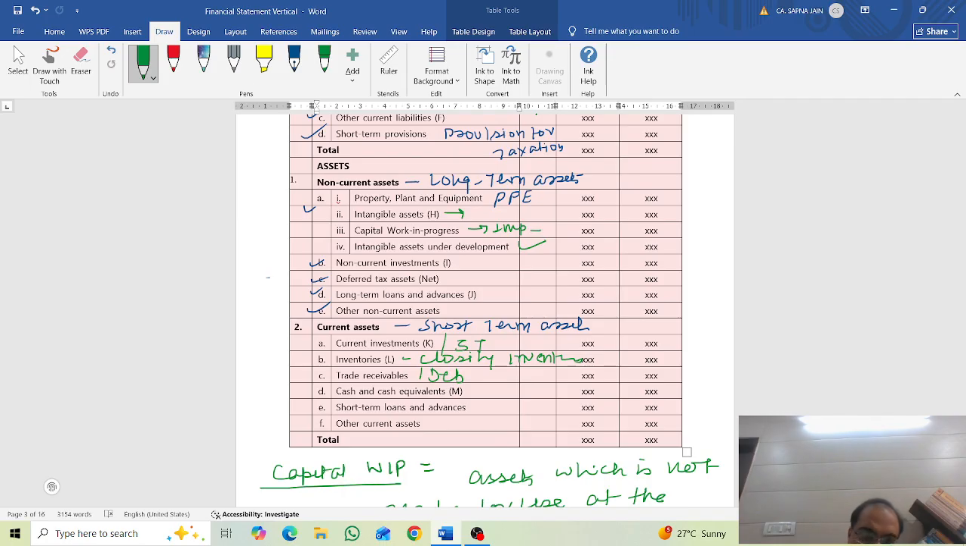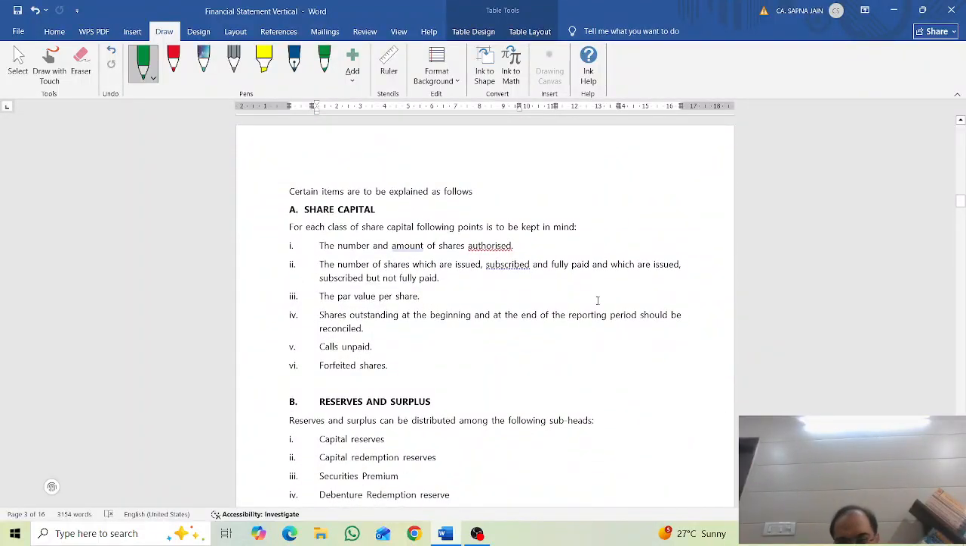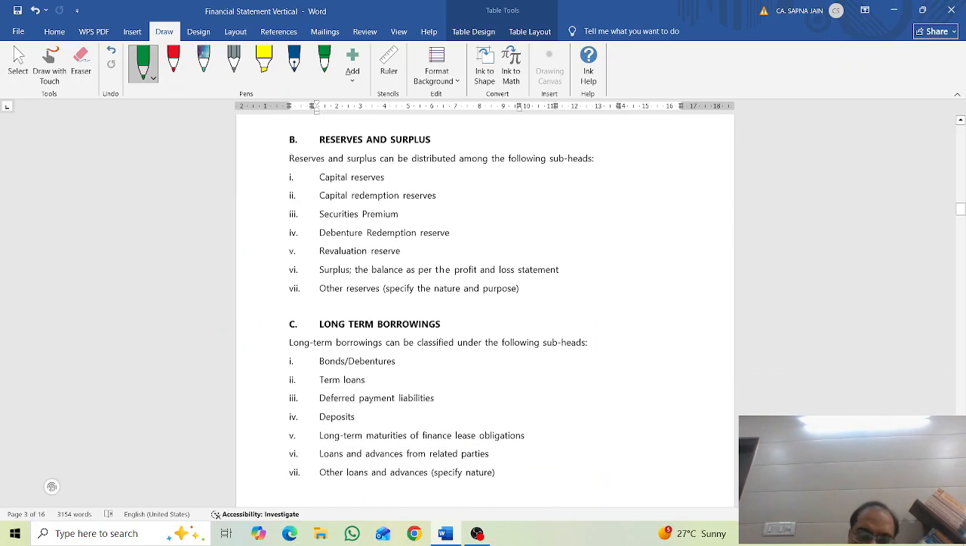Whenever we prepare the balance sheet for a company, you cannot use the T-shaped profit and loss account and balance sheet. You cannot. Definitely you have to prepare the statement of profit and loss and balance sheet under Schedule 3 of the Companies Act 2013. So this is the format of the balance sheet. All the explanation of the balance sheet is there. So you can check, you can go through, you can read.